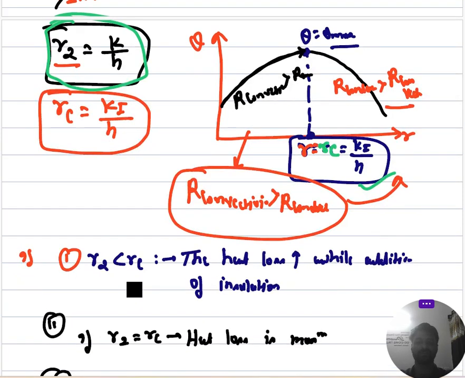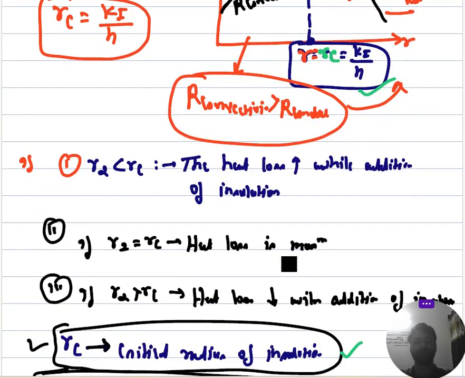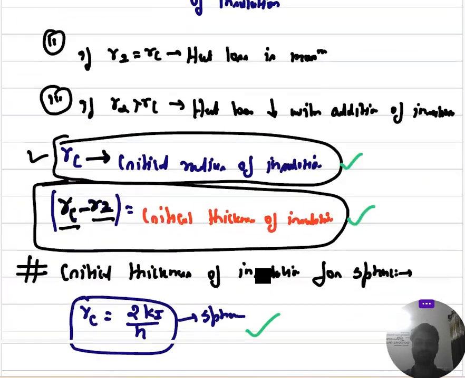When the outer radius is less than RC, added insulation will increase the heat loss. When R2 equals RC, the heat loss is maximum. And when R2 is greater than RC, meaning the critical radius of insulation is less than the outer radius, then added insulation will decrease the heat loss, right? So RC is the critical radius of insulation that I have already told you. Sometimes you may be asked what is the critical thickness of insulation.